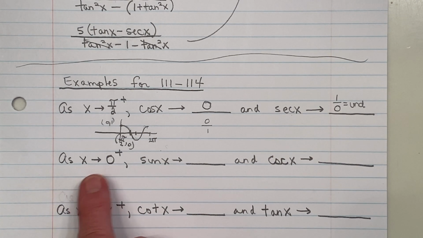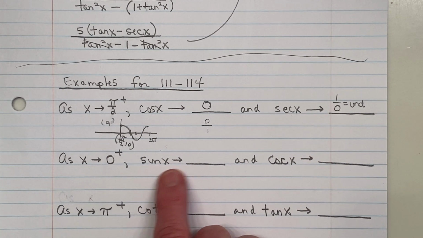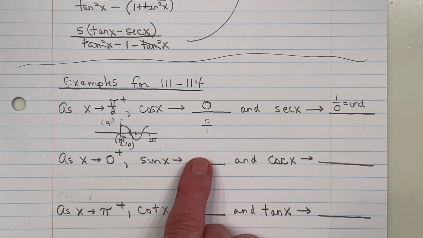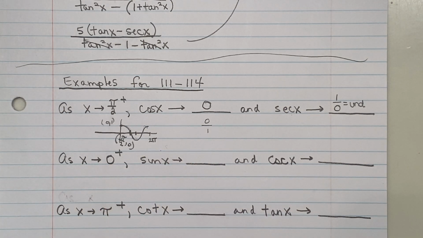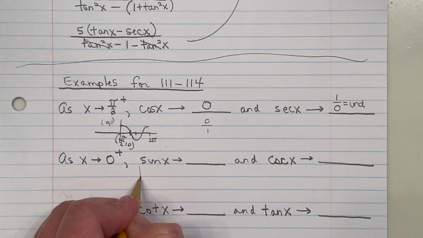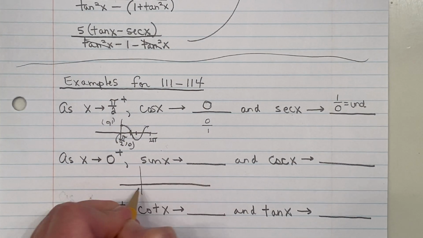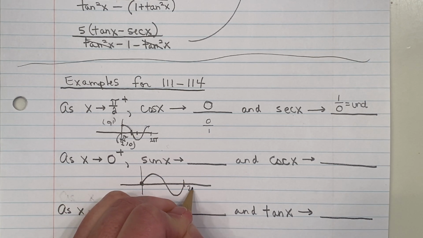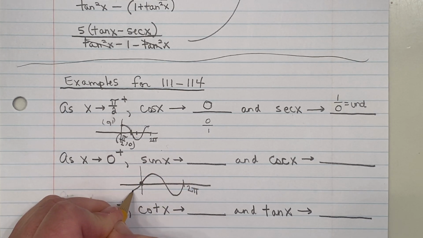All right, so let's look at this problem. What do the y values, the sine values, approach as x approaches 0? Let's find this answer first and then find its reciprocal. So let's draw the sine graph. Sine starts at 0, goes up and then back down, and here's 2 pi. It also extends back this way.